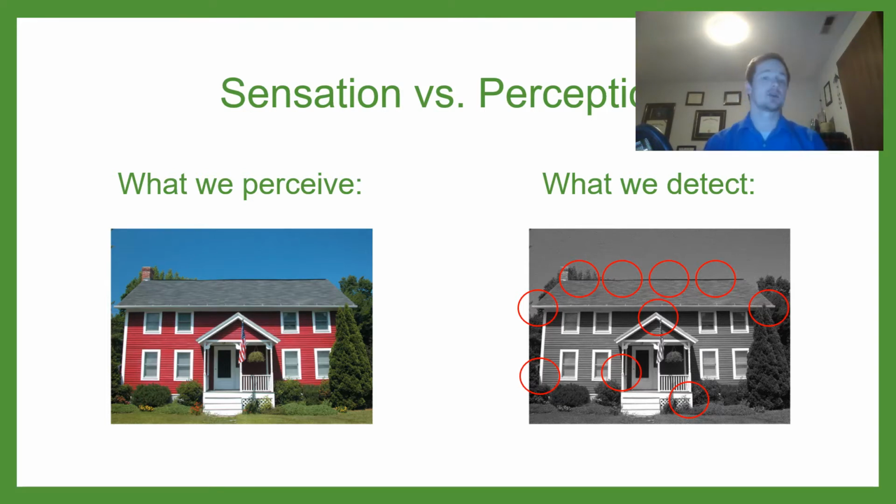So this is a cool example of sensation versus perception, where here on the right, we're looking at what our eyes are detecting. Our eyes aren't really detecting a house per se. Instead, they are detecting the contours that make up this house. But what we perceive is all the stuff added together, where then we perceive it as a house. So our detection is different from our perception.